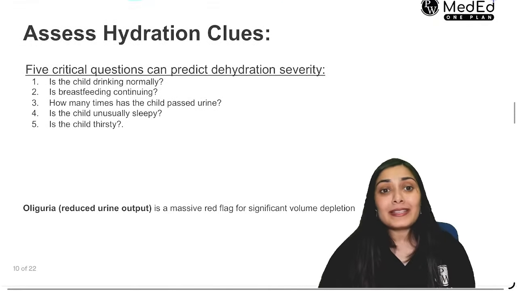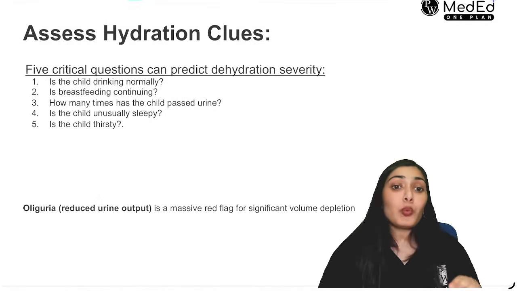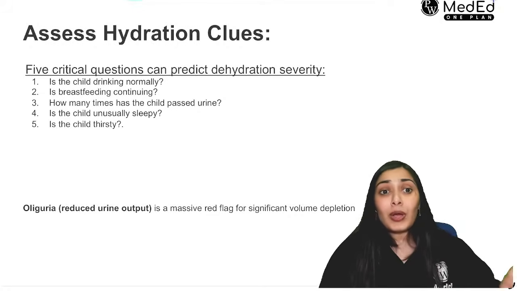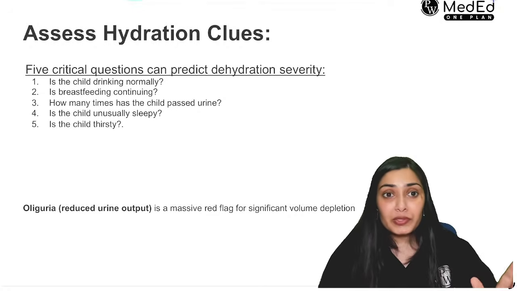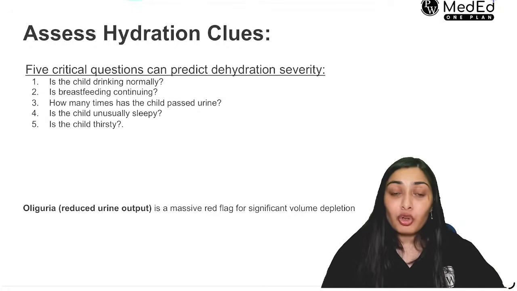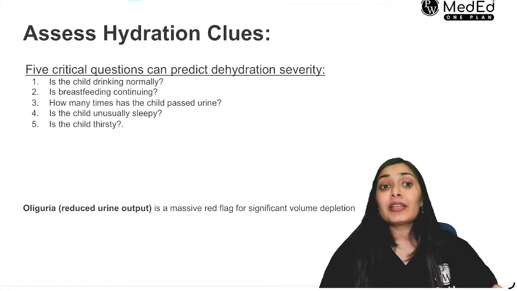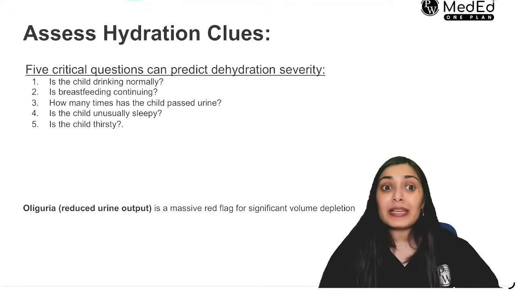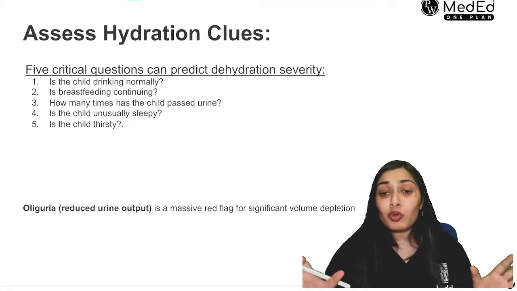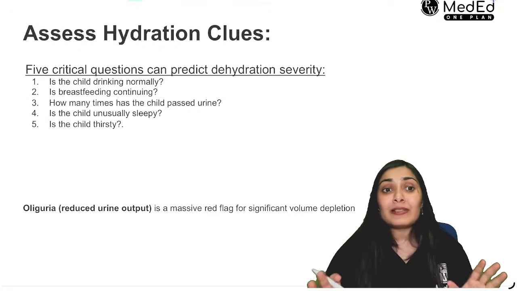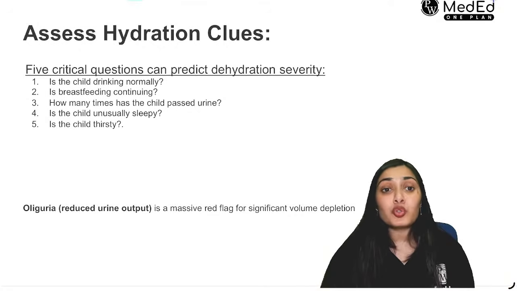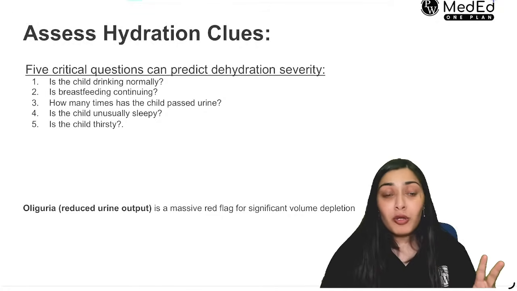Moving to assessing the hydration cues. What are the questions you're going to ask? You ask the mother these five critical questions. First, is the child drinking normally, is the child continuing to breastfeed? How many times has the child passed urine? Is the child unusually sleepy? Is the child thirsty? Right? So I'm going to ask all of these five critical questions. The answer should be either yes or no by the mother.